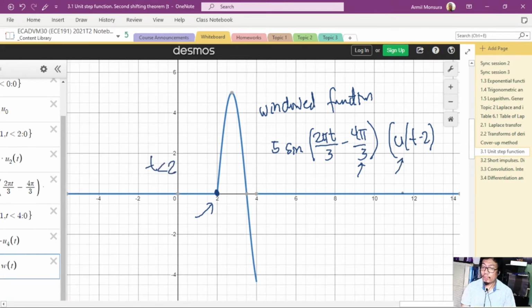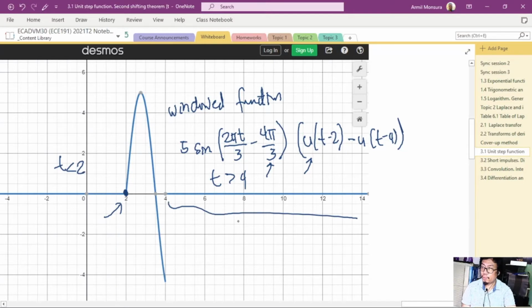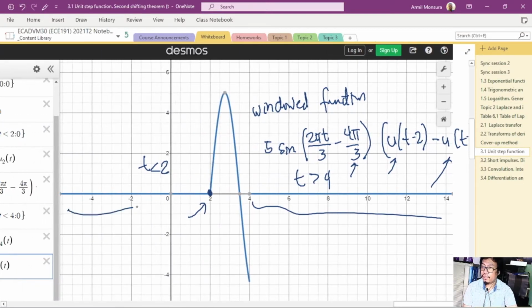And minus u of t minus 4, which essentially makes your signal vanish for t greater than 4. So from here up to this point, your signal vanishes because of this. Here, your signal vanishes or becomes 0 because of this. And your signal starts at 2 seconds because of this factor.